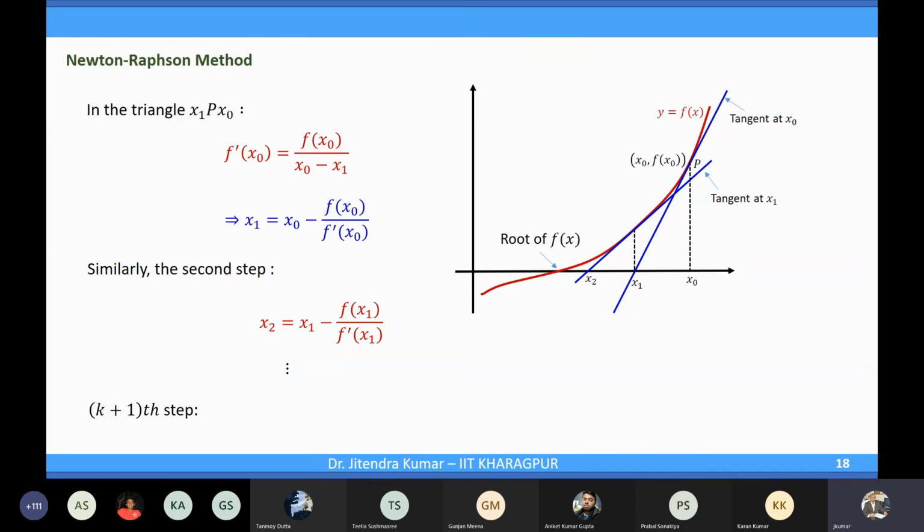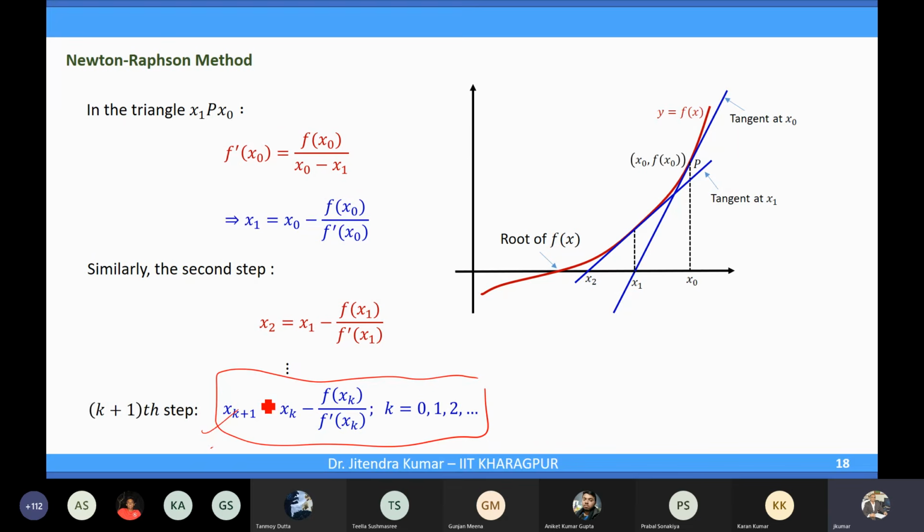The (k+1)th step will give us x_{k+1} = x_k minus f(x_k) divided by f'(x_k). So this is the iteration scheme which is called the Newton-Raphson method, the most popular one among all these. And obviously this is very much used even today. There are some reasons which we can also discuss.